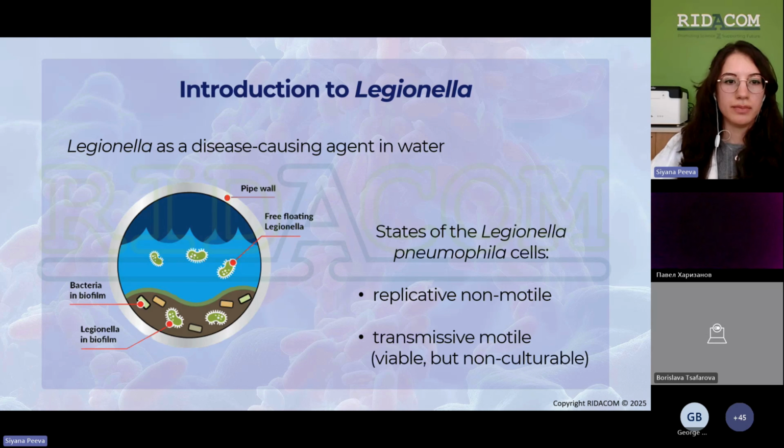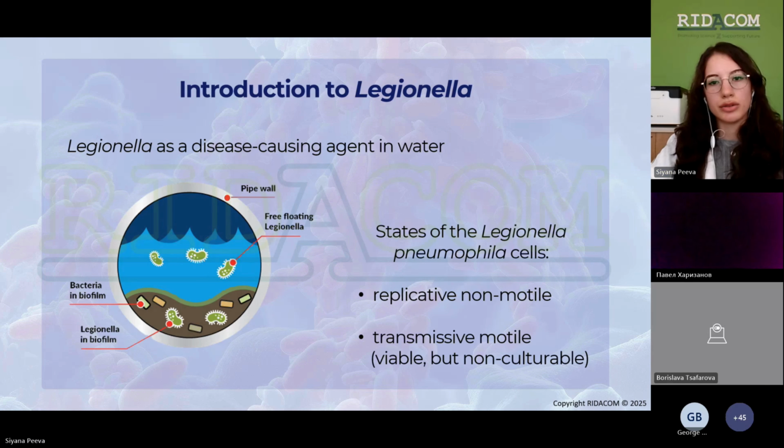So firstly, a little introduction to Legionella. Legionella are gram-negative bacilli, which can cause very dangerous diseases, Legionnaire's disease and Pontiac fever. Pontiac fever is a flu-like illness, while Legionnaire's disease is a very severe pneumonia, and it is the reason why Legionella is so dangerous for us and why this is such an important health topic.